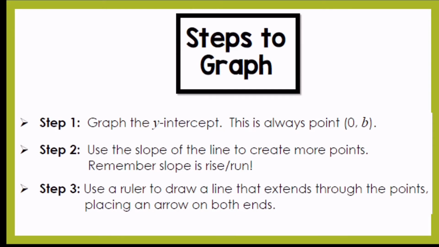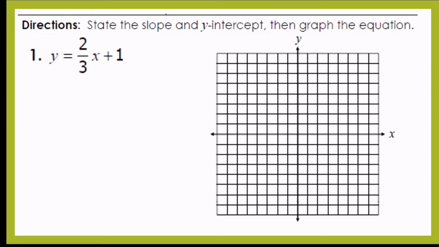Now you're going to want a ruler. This is why we said at the beginning of the year to have a ruler so that we could connect the points. So let's look here. I need to first identify what is my slope, what is my y-intercept. Then I can graph. So we begin with our b. My b is a positive 1 because it says plus 1. So I'm going to place a point on 1 on the y because that's a positive 1.